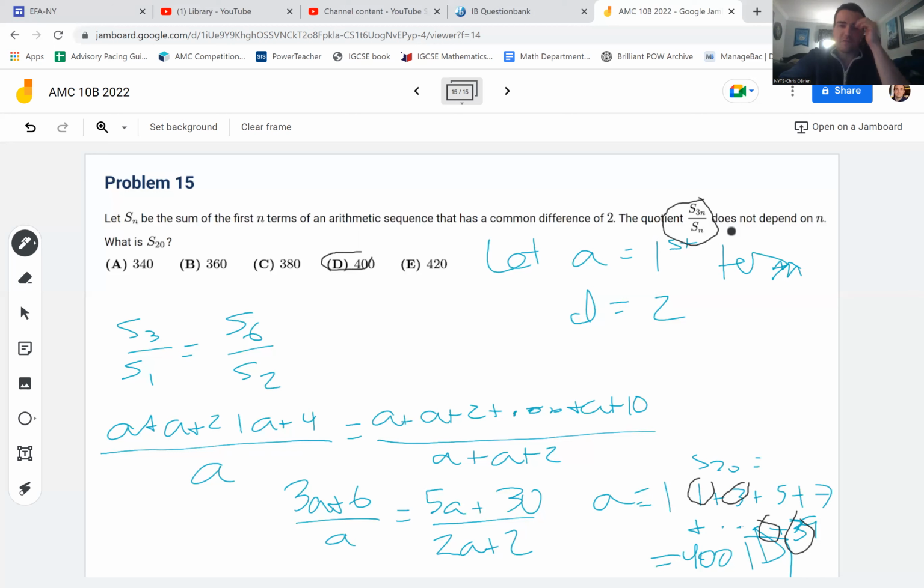So I think maybe not so hard. I think the hardest part of this problem is understanding what it means that the quotient S sub 3n divided by S sub n does not depend on n. The only way I could make sense of that was to say that it must be a constant value, which allows you to sort of set up a simple equation. So I think not too bad. I'm sure the next couple problems will start to get a little harder.